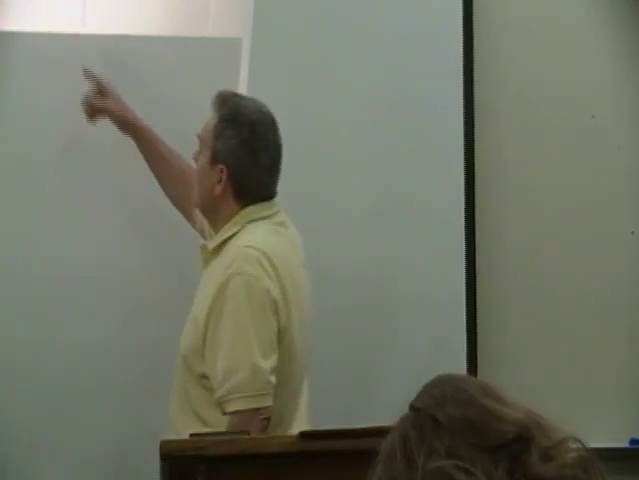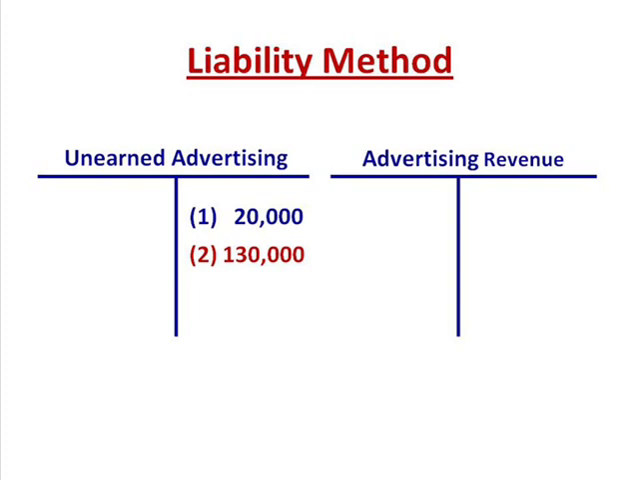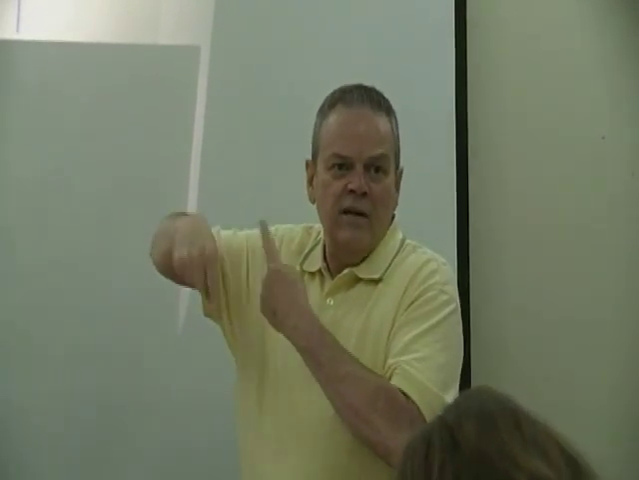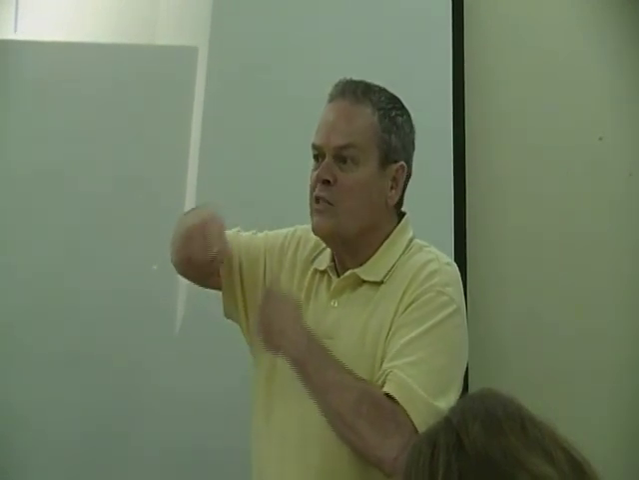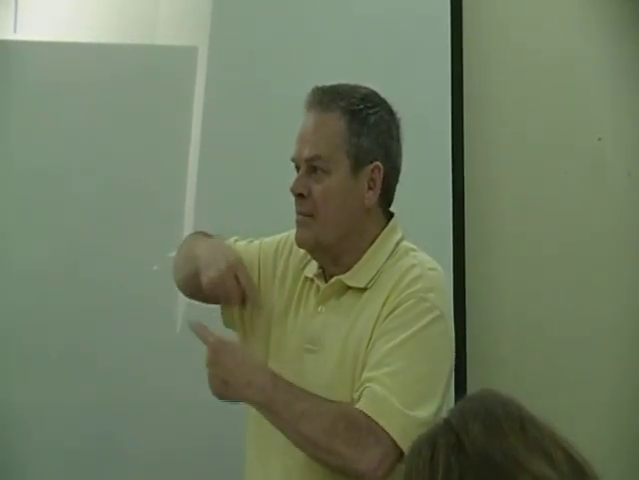Three. The adjusting entry at the end of the period. Anybody added these two? What's the balance of this right now? 150,000. Give me an adjective to describe the balance of that account before adjustment. Everybody that knows said, mixed. This is mixed. Give me the two component parts of this. Earned and unearned.